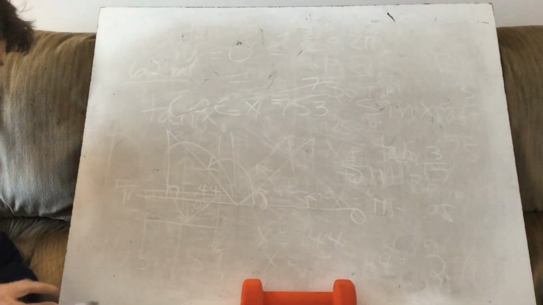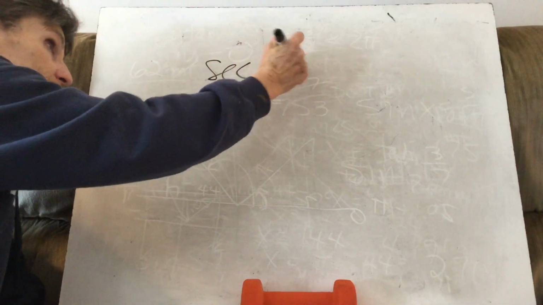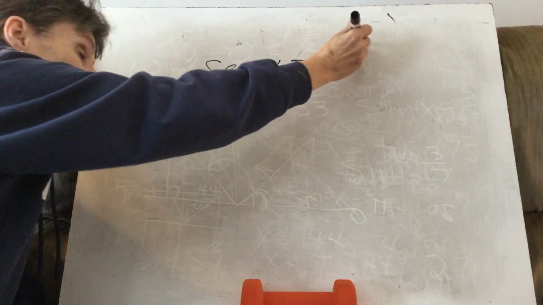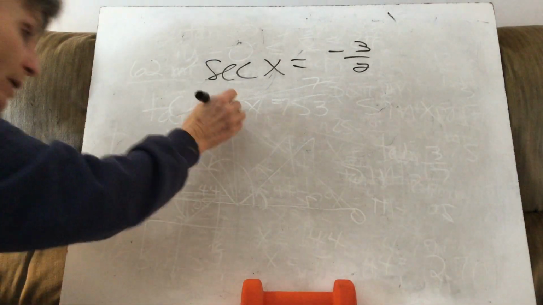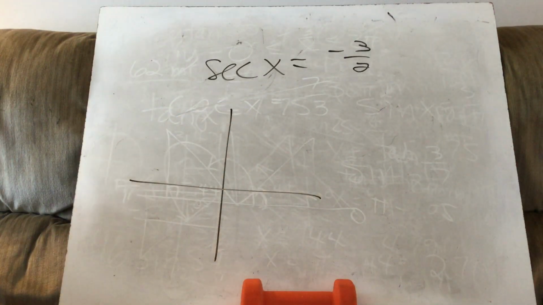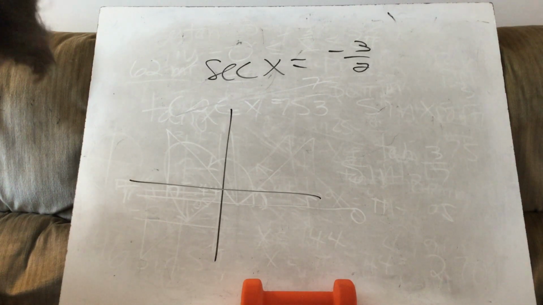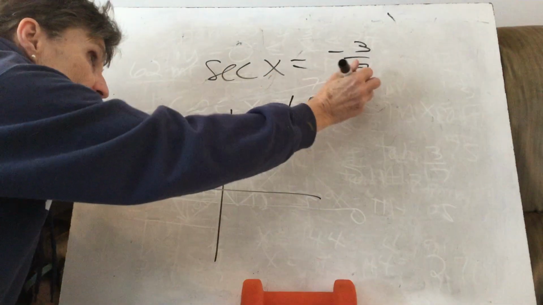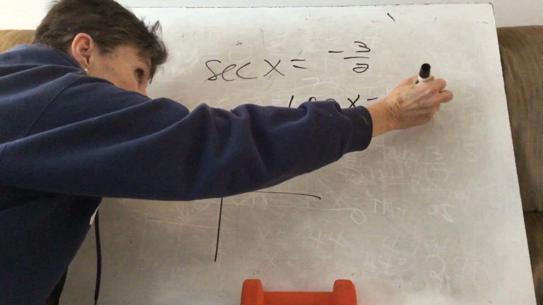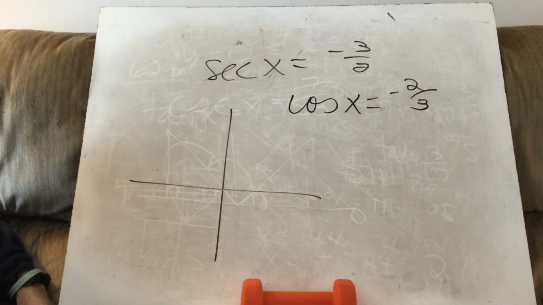In this section, the secant is -3/2. Now, the directions are the same, so we're still in radians, and we're still going all the way around. I don't do secants because my calculator doesn't do secants. So if the secant is -3/2, then the cosine is -2/3. Would you agree with that?